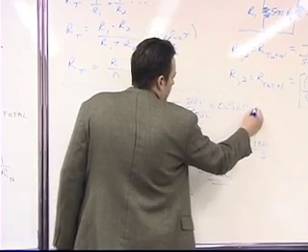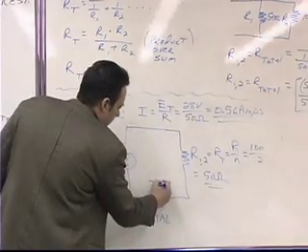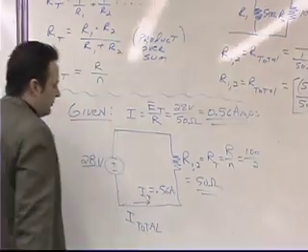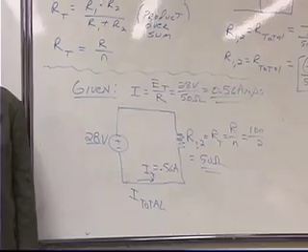0.56 amps. So this current right here is 0.56 amps. Any questions about that?